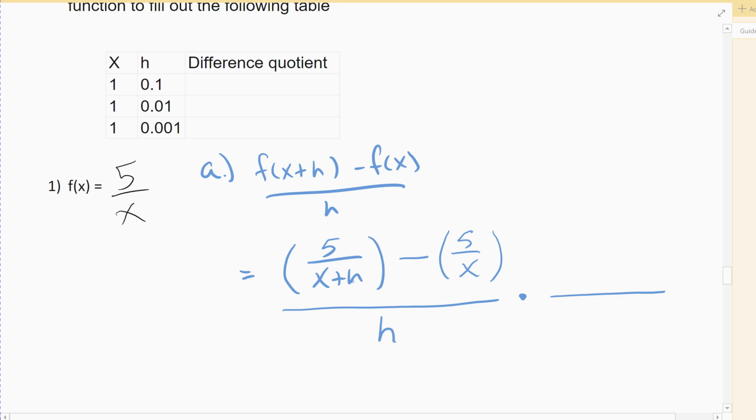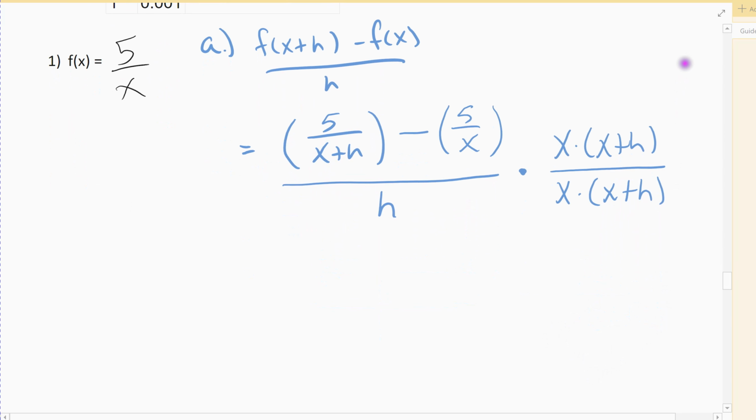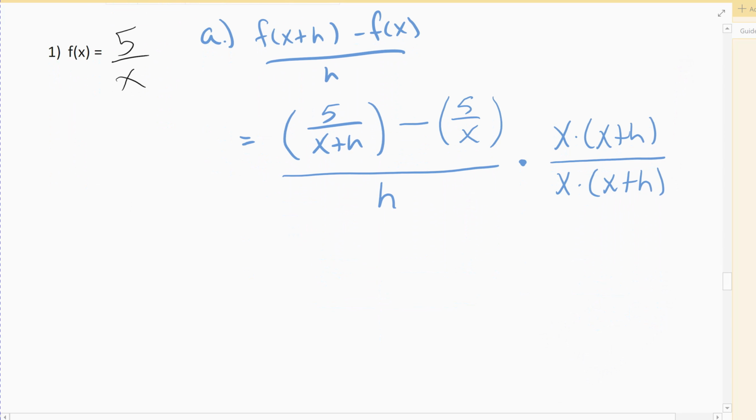I'm going to multiply by x, and I'm going to multiply by x plus h. So up top, I'm going to multiply by x times x plus h. In order not to change the value of the fraction, whatever I do to the top, I have to also do to the bottom, because I can only multiply by 1 and not change the value of the fraction. As long as I do the same thing to the top as I do to the bottom, I've not changed the value of the expression. So up top I multiply by x, and in the bottom I multiply by x plus h. That clears out my fractions.